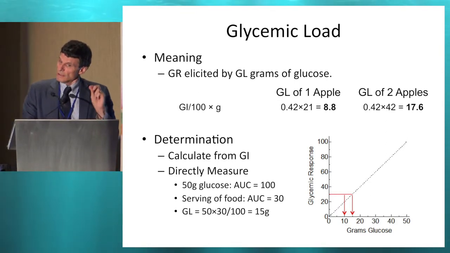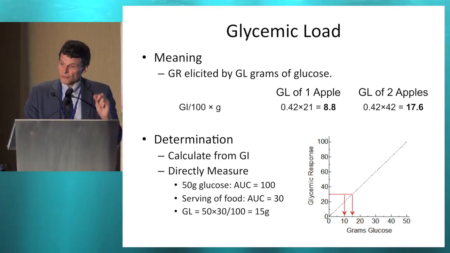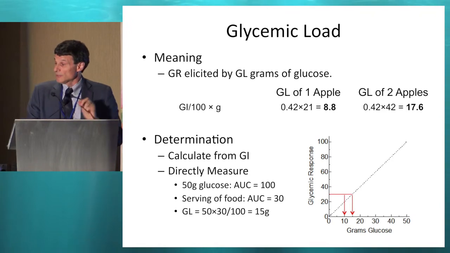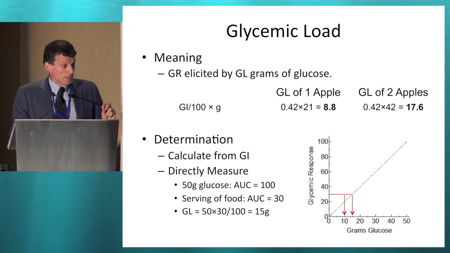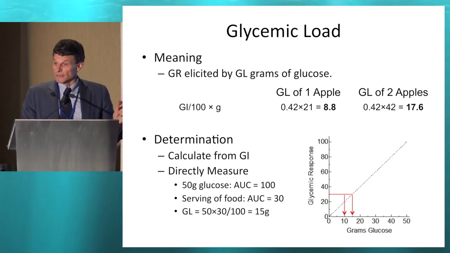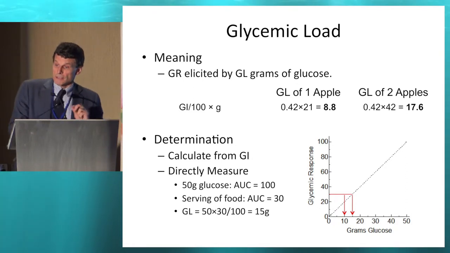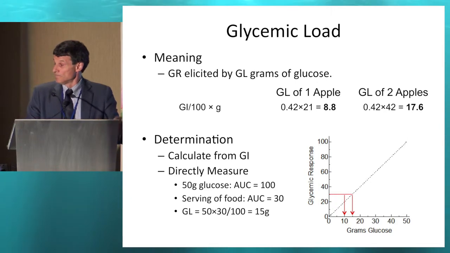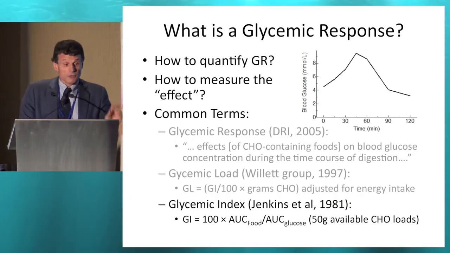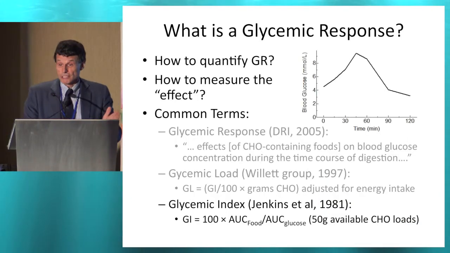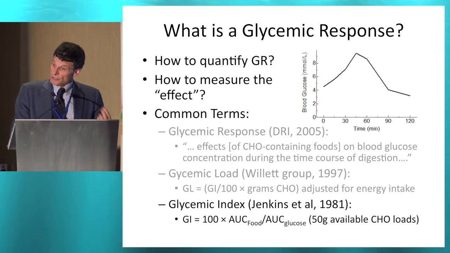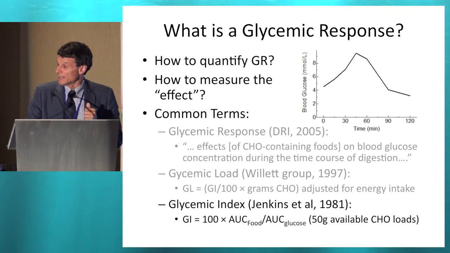But this is not the way the evidence for it is presented. The evidence is presented as an energy adjustment, and per 1,000 calories, of course, these two servings of apple have the same glycemic load. So I find this very confusing, and I don't quite know how to interpret it. Of course, the other problem we have is how do we measure this if we're going to claim for it? You calculate it from the glycemic index. That's fine. We have to know how to measure the GI. We'll get to that in a minute.